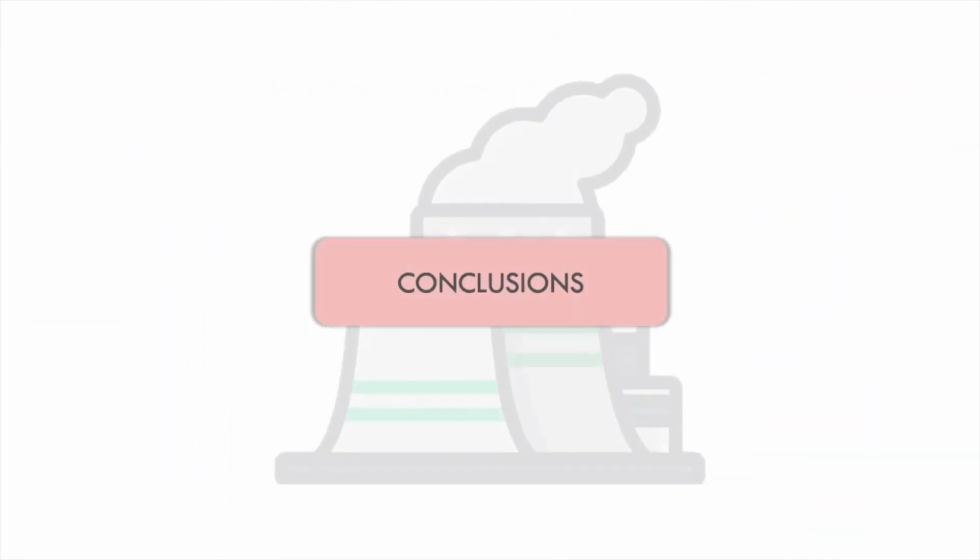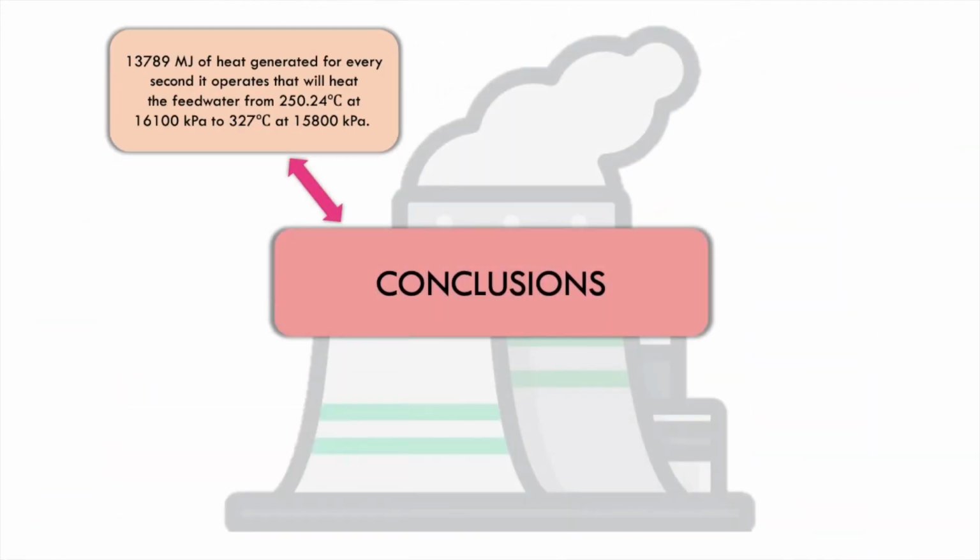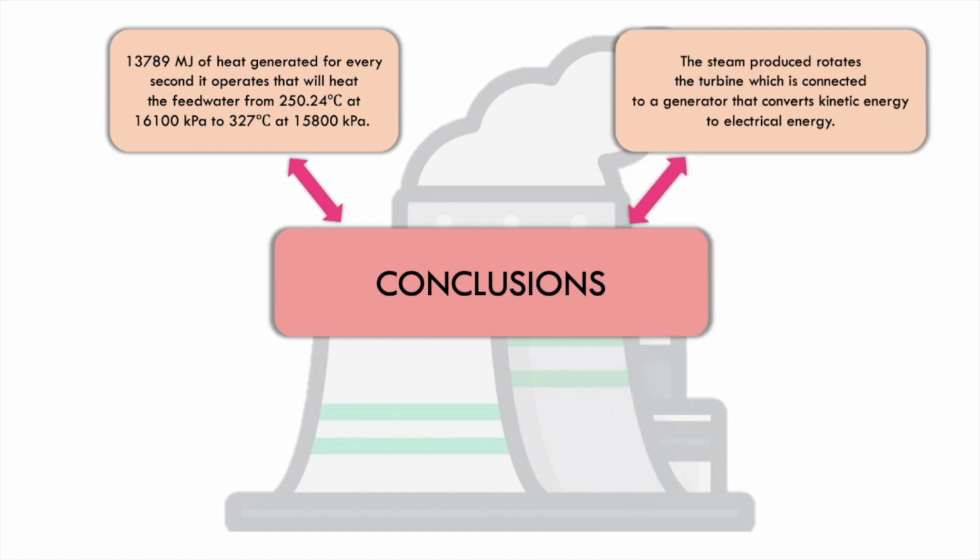For conclusions, the pressurized water reactor has produced 13,789 megajoule of heat for every second it operates from all of the proposed schematic diagram, calculations, and assumptions made. The heat generated will heat the feed water from 250.24 degrees Celsius to 327 degrees Celsius at respective pressure. The steam produced by the steam generator is used to rotate the turbine connected to a generator, which transforms kinetic energy into electrical energy supplied to the city.